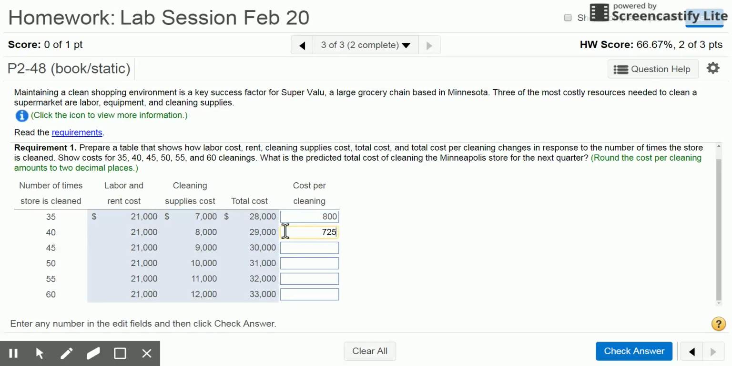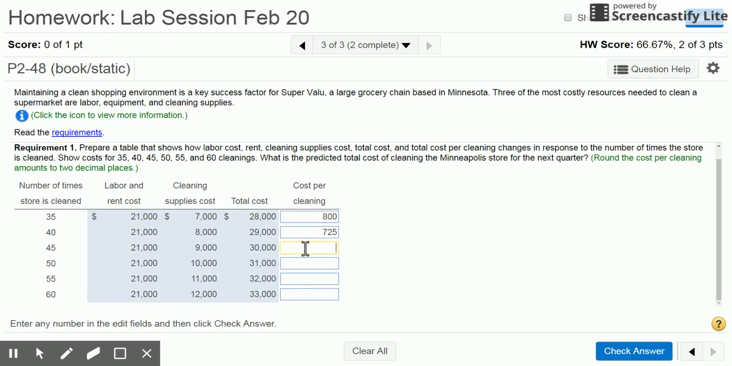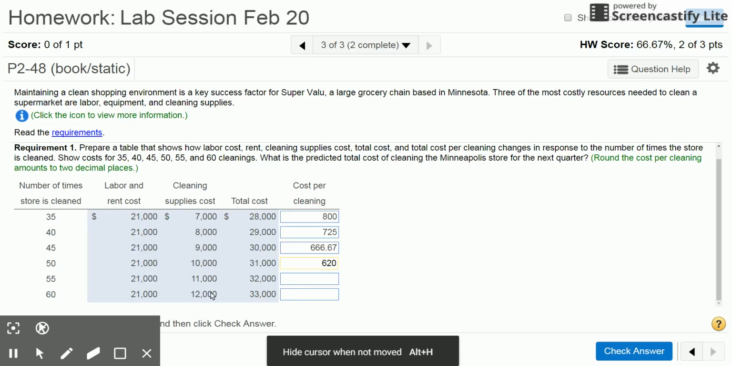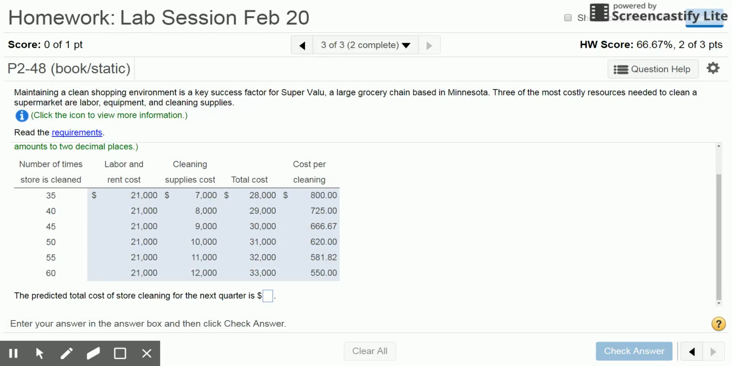So $725 will be for 40, and you have to calculate the rest. For 45 times, it will be $666.67. And if you calculate the rest, it is 620, 581.82, and 550 for the last one. And let's hope all of our answers are right. Yes. So that was the first part.